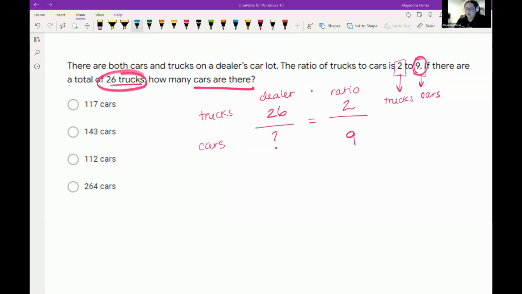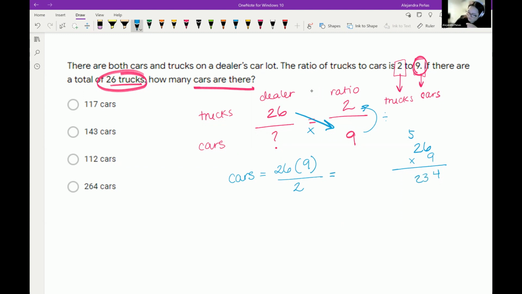Okay, so now what am I going to multiply? 26 by 9. Very good. And then that's going to get divided by 2. So the cars are going to equal 26 times 9, and all of that is divided by 2. So we got 26 times 9. 6 times 9 is 54. 2 times 9 is 18 plus 5 is 23. So I'm going to have 234 divided by 2.